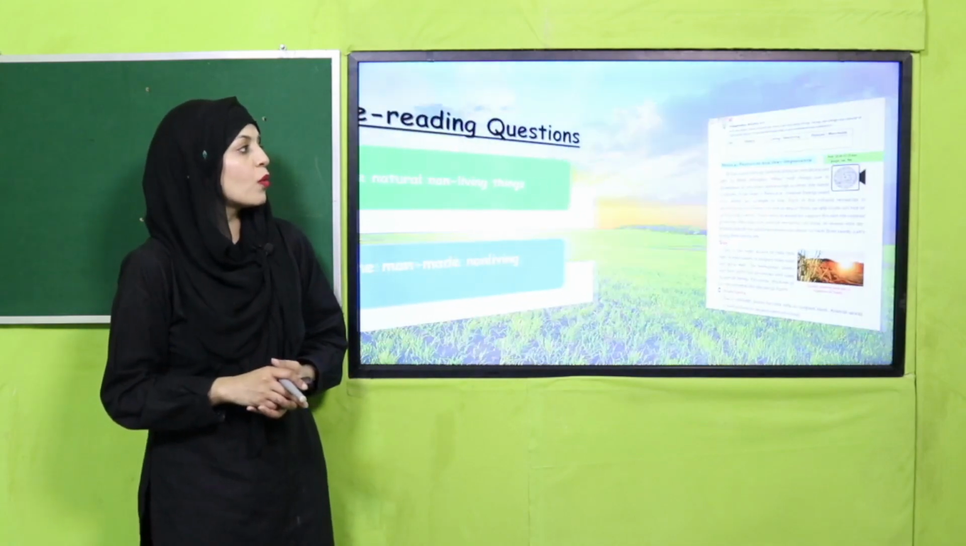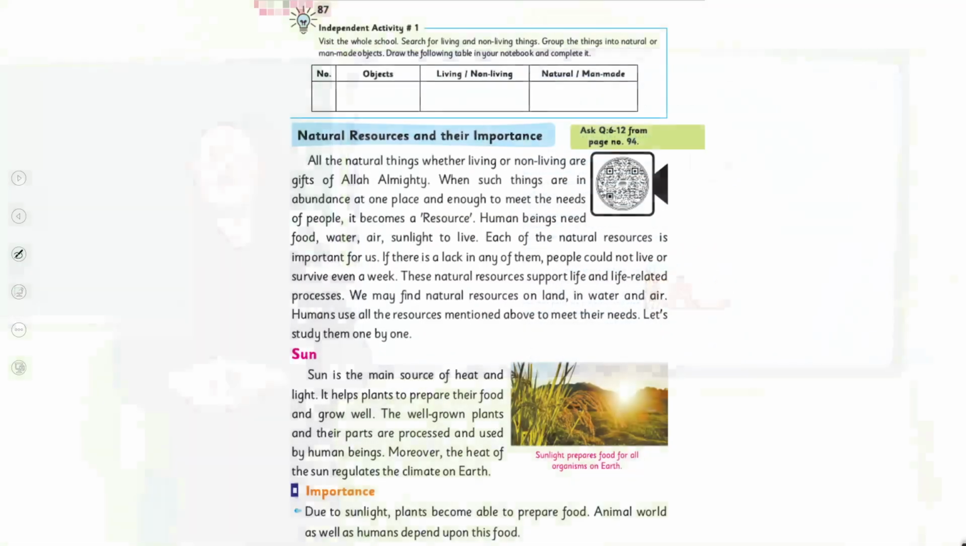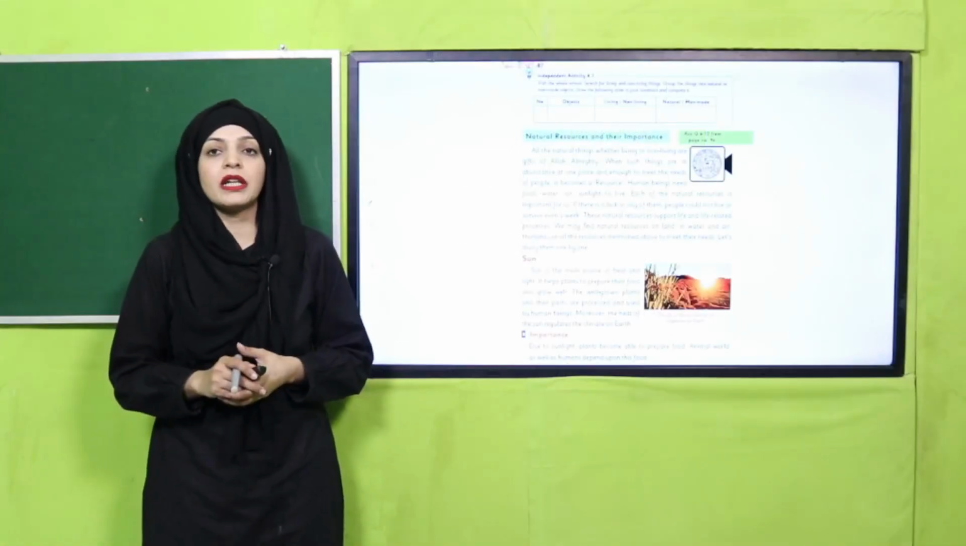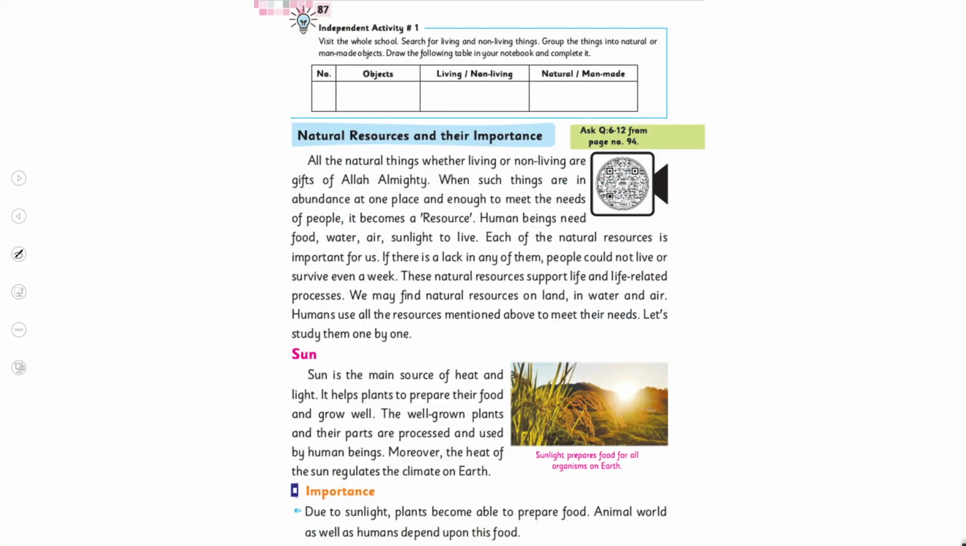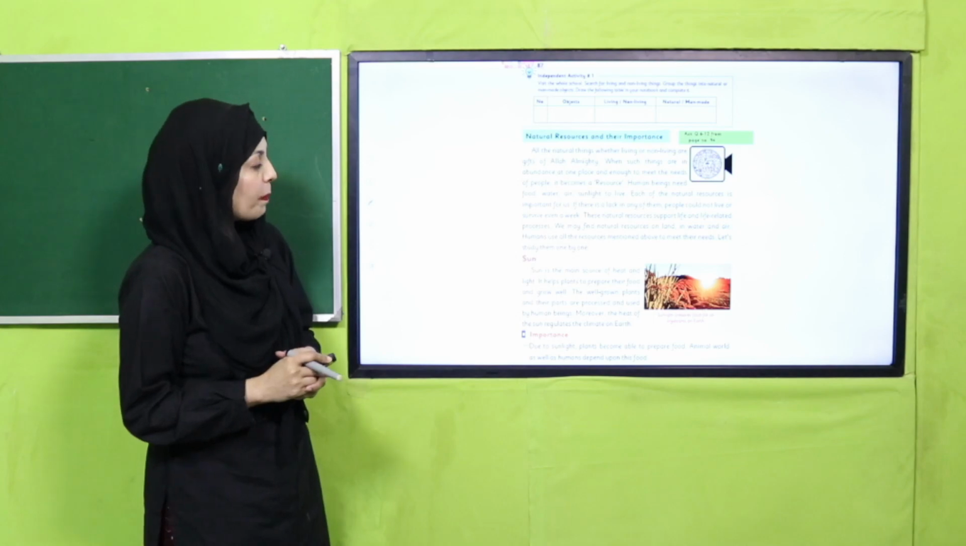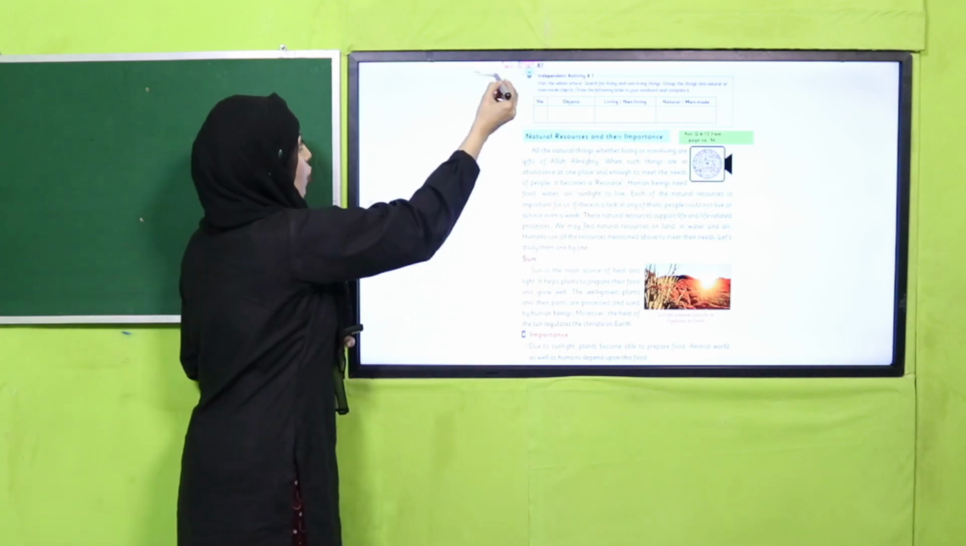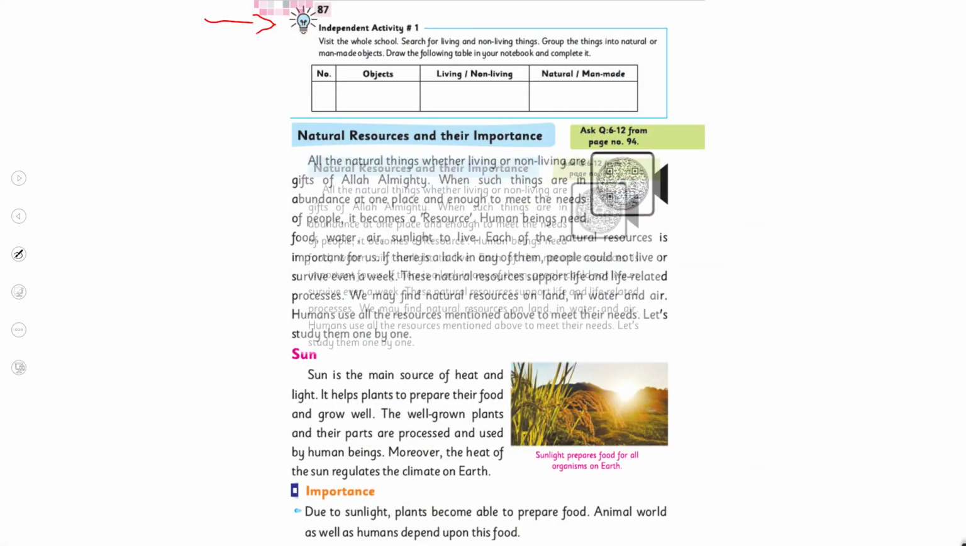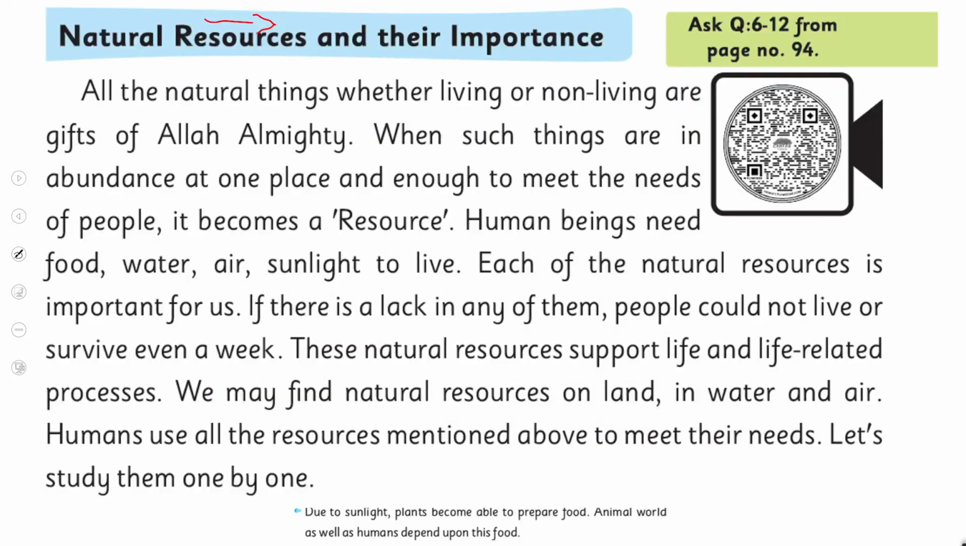From here we will move forward towards the main reading lesson. It is given on page number 87. Quickly open it and pause the video. I hope everybody has opened page number 87. We have already done the activity. We will move forward towards the main reading. Natural resources and their importance. Quickly put your fingers where I will read.